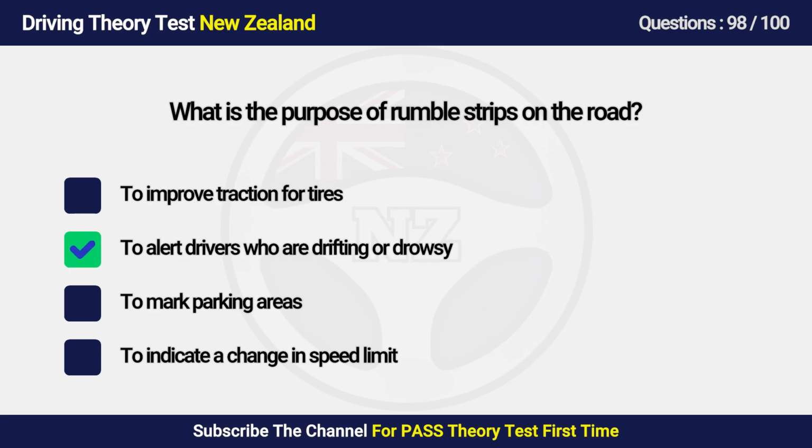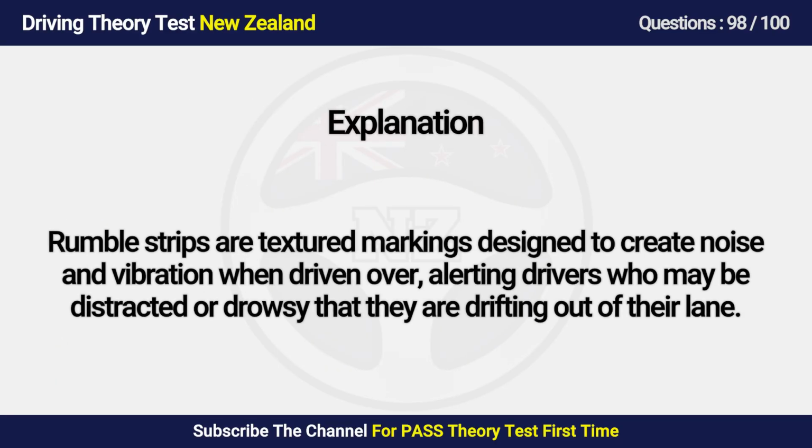Answer is B. To alert drivers who are drifting or drowsy. Rumble strips are textured markings designed to create noise and vibration when driven over, alerting drivers who may be distracted or drowsy that they are drifting out of their lane.